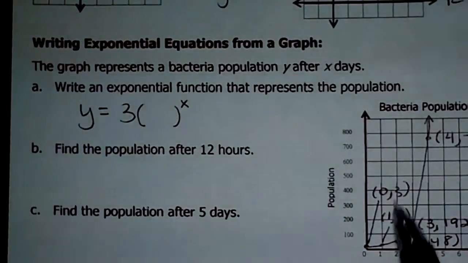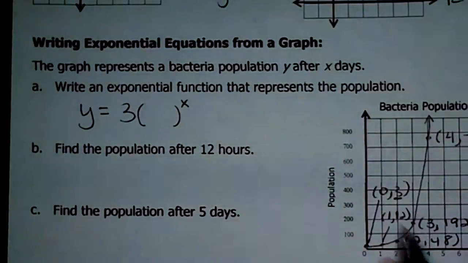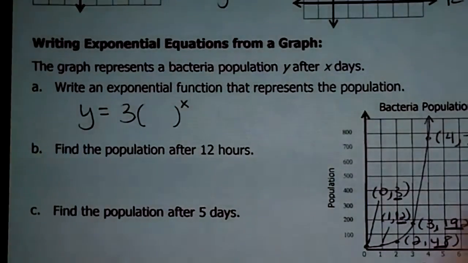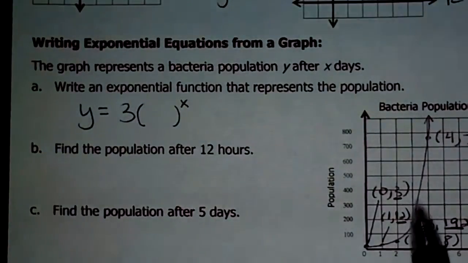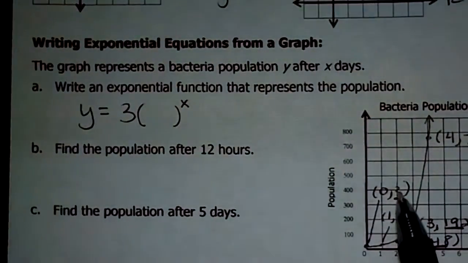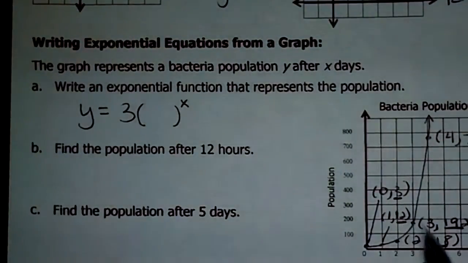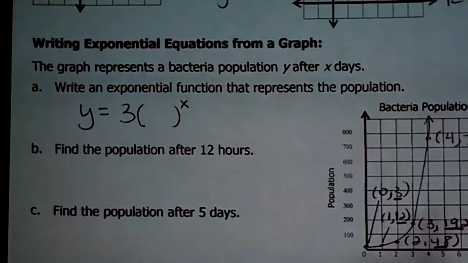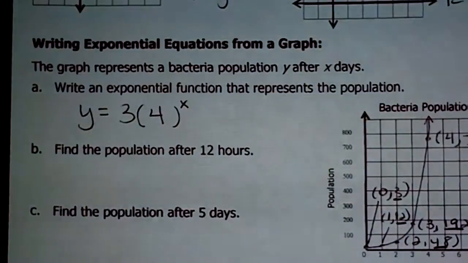So take a look at these y values. I go from 3 to 12, and then from 12 to 48, from 48 to 192, from 192 to 768. What number am I multiplying by every time? Well, 12 divided by 3 is 4. That means 3 times 4 is 12. 12 times 4 is 48. 48 times 4 is 192. So that makes my B 4.